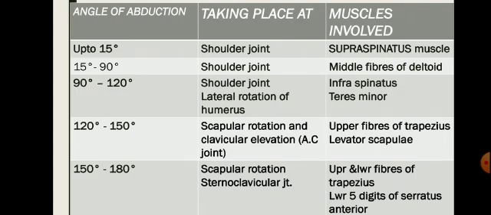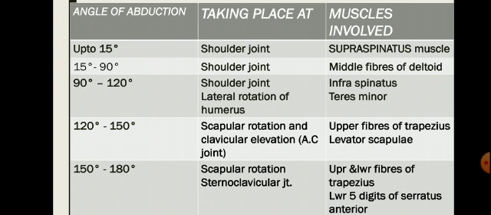The abduction of the shoulder usually takes place at different stages, and the muscles involved are totally different. Initially up to 15 degrees, it takes place in the shoulder joint. The muscle involved here is the supraspinatus muscle. 15 to 90 degrees also occurs in the shoulder joint. Here the muscle involved is the middle fibers of the deltoid. 90 to 120 degrees also occurs in the shoulder joint. Along with this, the lateral rotation of the humerus occurs.